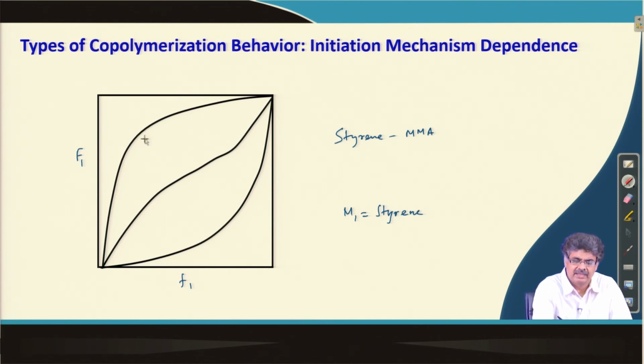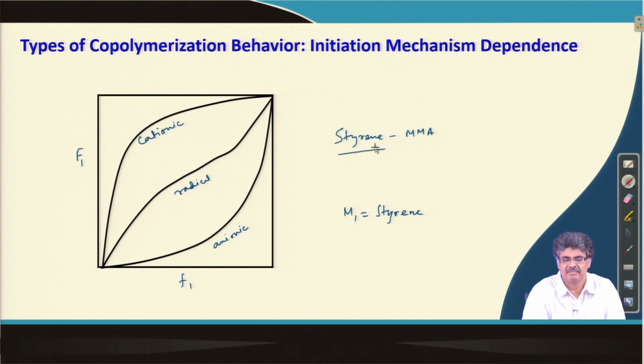Then this is a cationic polymerization, this is radical polymerization, and this is anionic polymerization. So, basically when we have cationic polymerization, styrene is more reactive, we discussed that earlier. So, R1 will have a much higher value compared to R2.